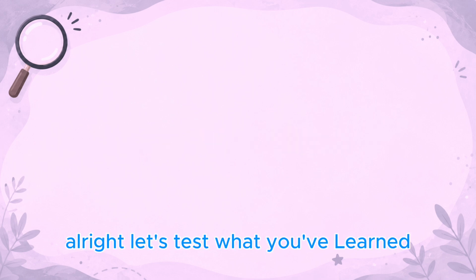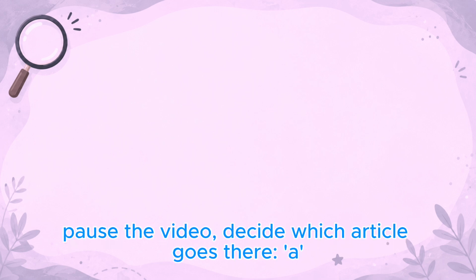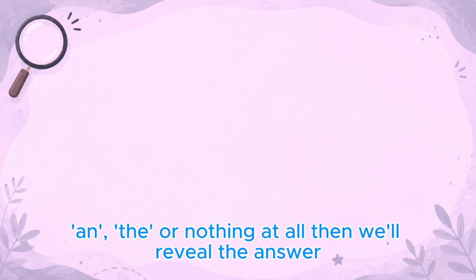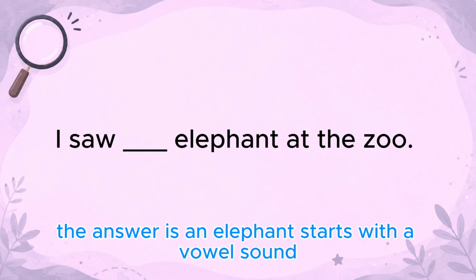Alright, let's test what you've learned. I'll show you a sentence with a blank. Pause the video, decide which article goes there, a, an, the, or nothing at all, then we'll reveal the answer. Are you ready? Number 1. "I saw blank elephant at the zoo." The answer is an. Elephant starts with a vowel sound.